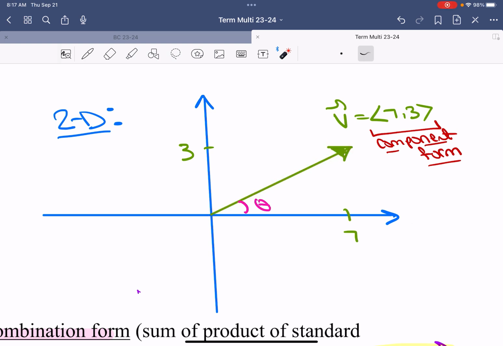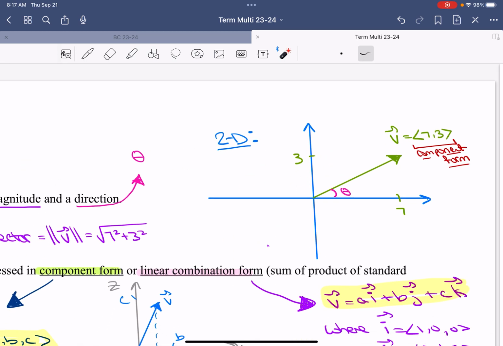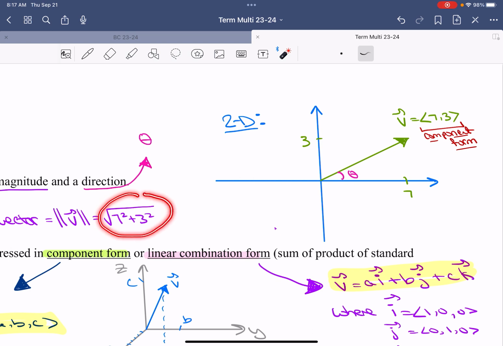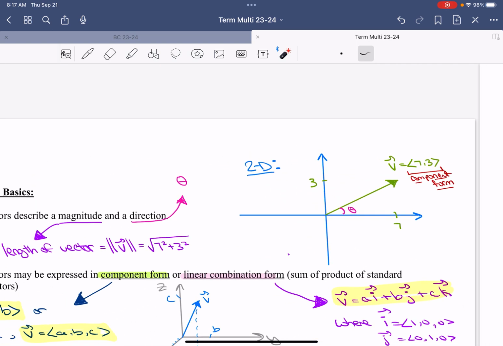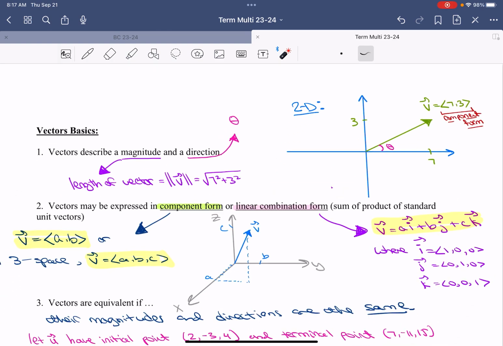So maybe this vector here describes the velocity of a rubber ducky. And this rubber ducky is heading in this direction on a pond, the direction where the arrow is pointing, going at a speed of radical 52 miles per hour. So that's just the very, very basic.